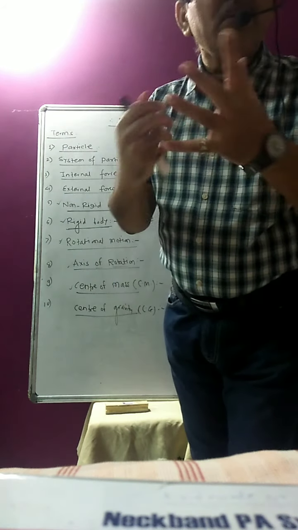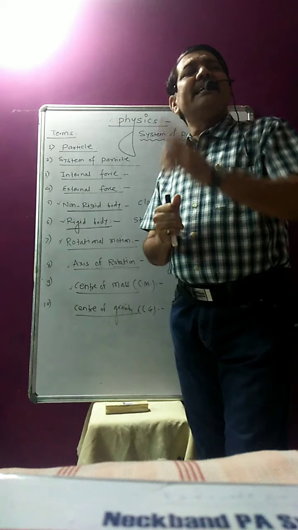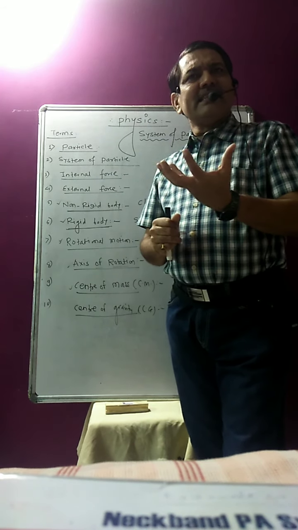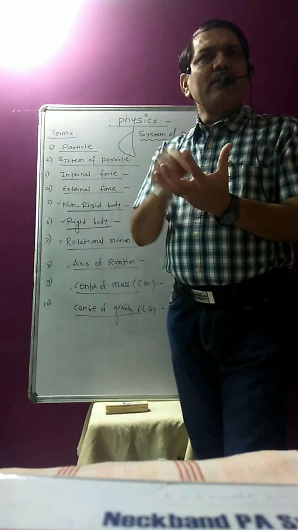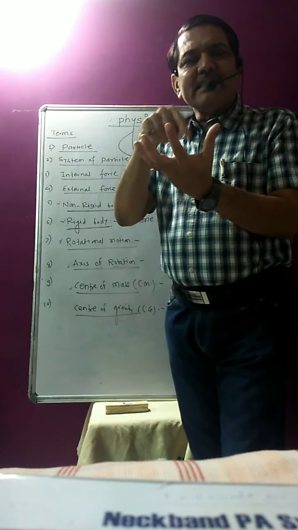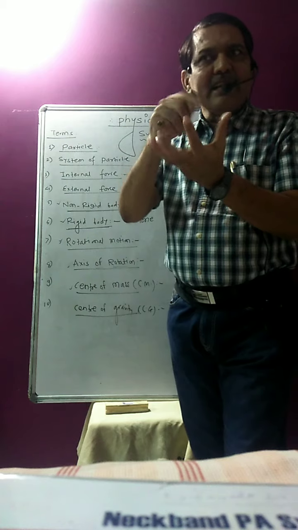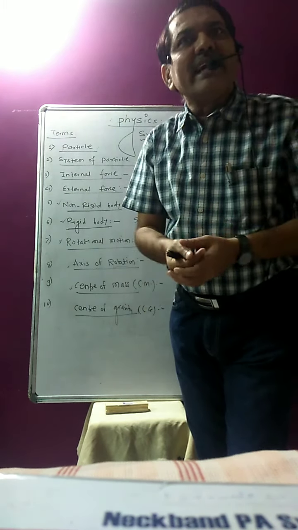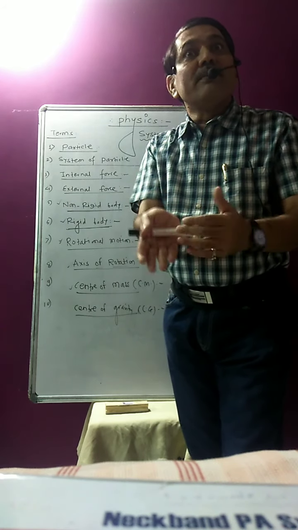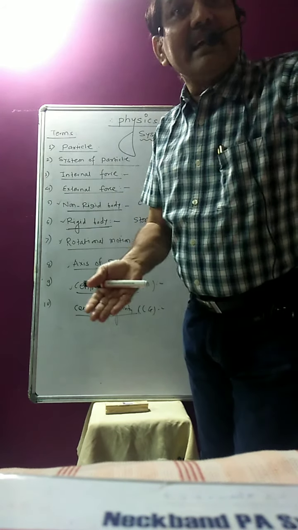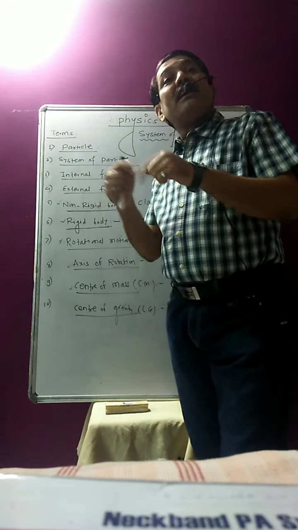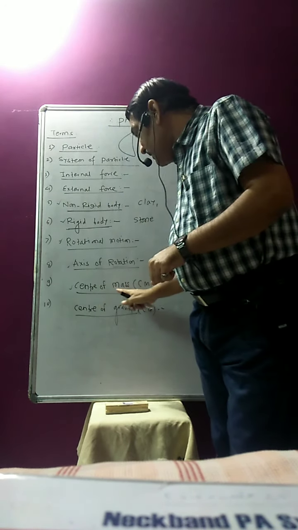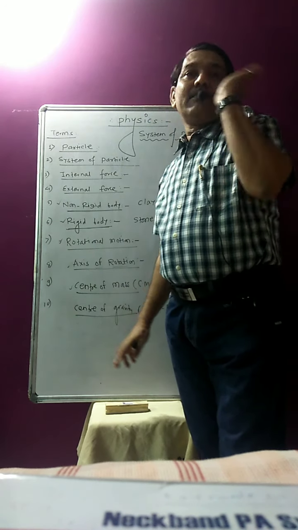Sir, what is the meaning of that statement? The meaning is that the body, which is made up of a number of particles, has one particular point at which the whole mass of the system of particles is supposed to be concentrated, and if you apply a force to that point, the body comes into translatory motion. Translatory motion means the body moves along the same straight line in a forward direction when you apply an external force to that point. That is called the center of mass of that body.